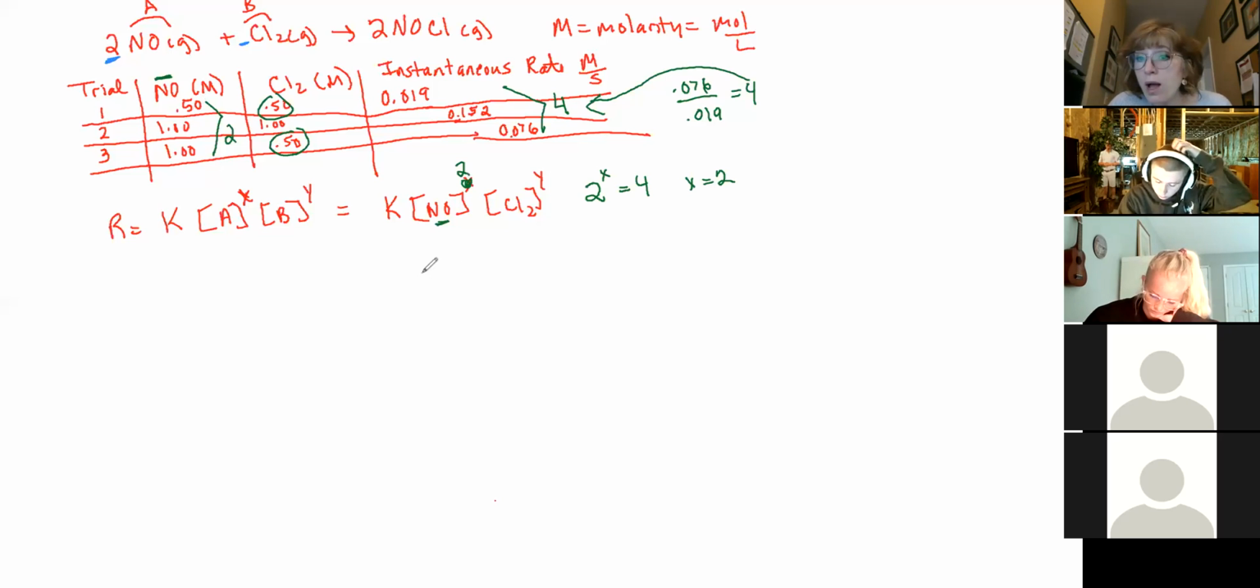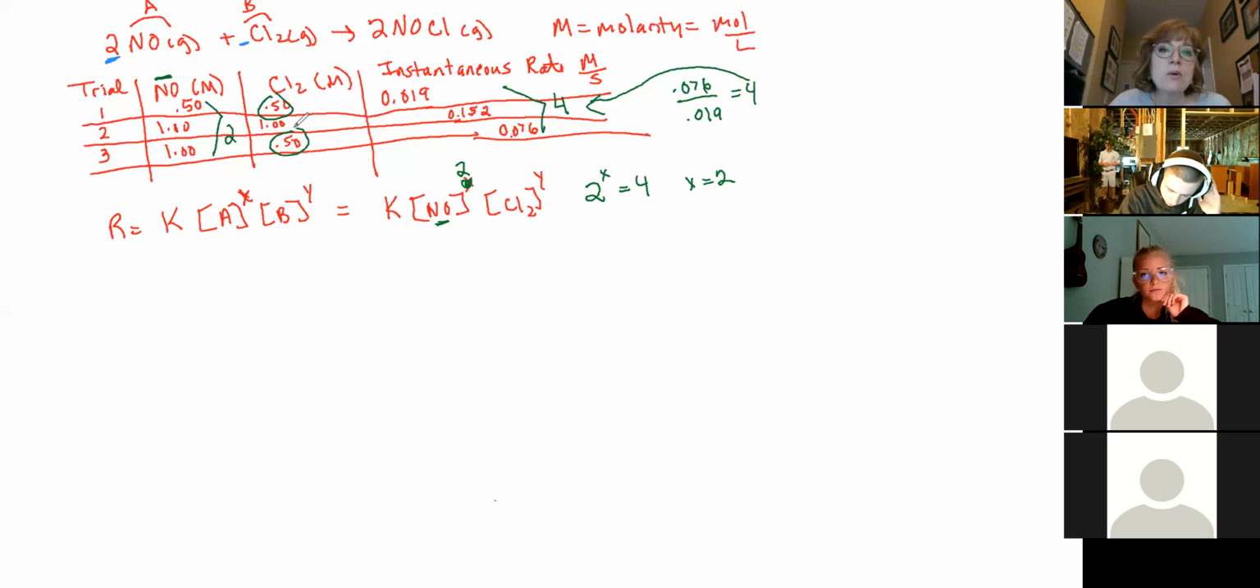So now I have to figure out Y. And to figure out Y, I've got to find a place where the concentration of the first reactant stays the same and the concentration of the second reactant changes. All right, so if you look at it, I still cannot use trials 1 and 2 because they both change. But in trial 2 to 3, this stays the same. So I'm going to circle it. And then 2 to 3, this changes. You see that? 2 to 3, that changes. Okay, now I'm going to divide the larger one by the small one to get a 2 again.